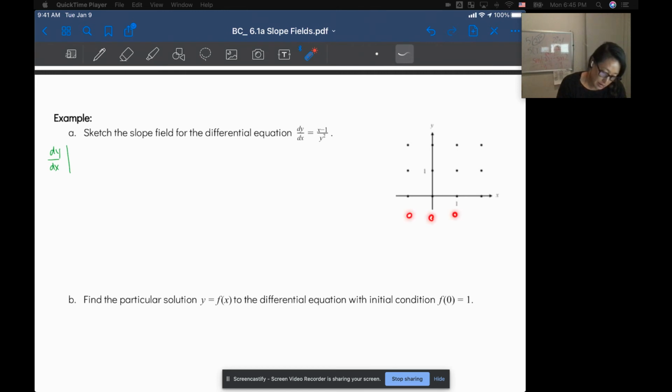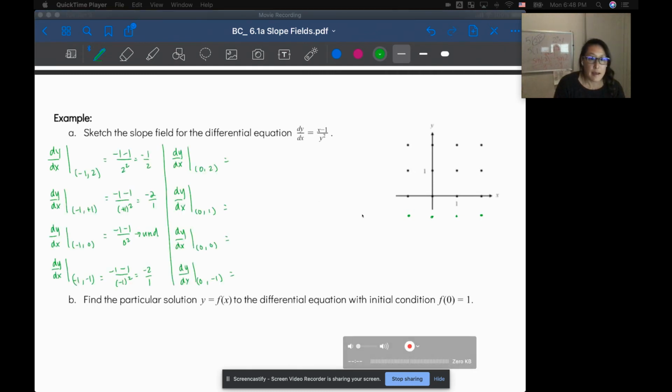The y is equal to -1 point, so down here. Okay, and now I'm really going to let you do this. I evaluated all of the points when x is equal to -1. So (-1, 2), (-1, 1), (-1, 0), and (-1, -1). And I got the slopes of -1/2, -2/1, undefined, and -2.